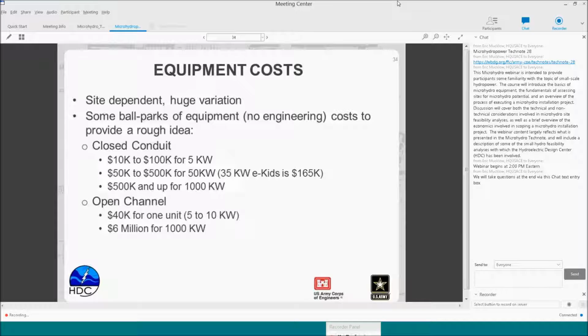Recall from the earlier slides on specific equipment that there's a microhydro scale unit called a Toshiba E-Kit. Toshiba provided us a quote on equipment, a turbine and generator unit, for a 35 kilowatt unit at $165,000, with a control package included.